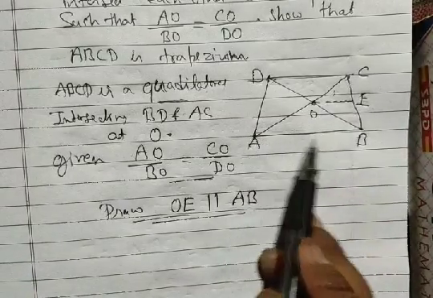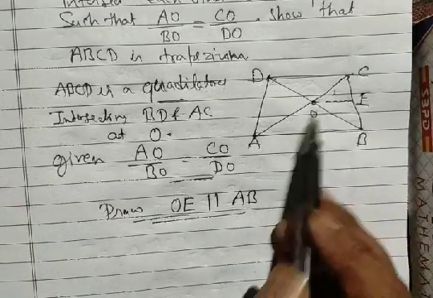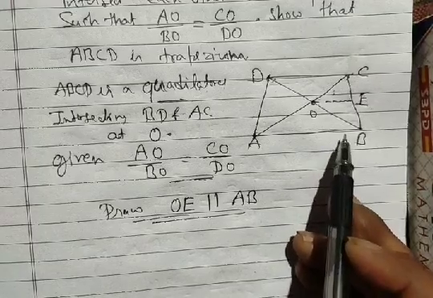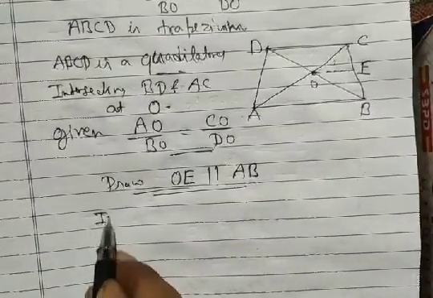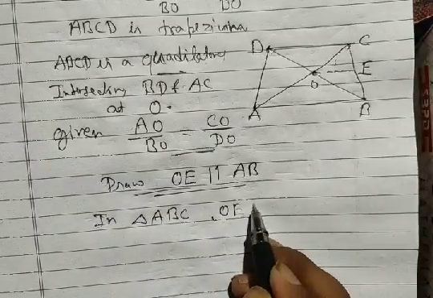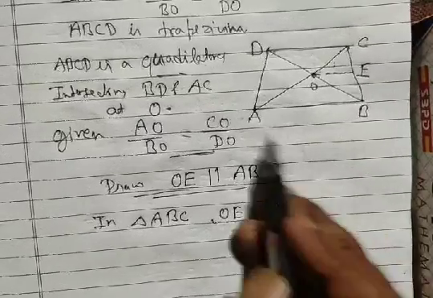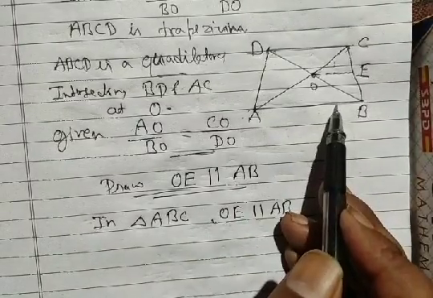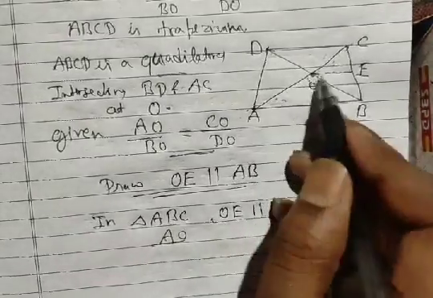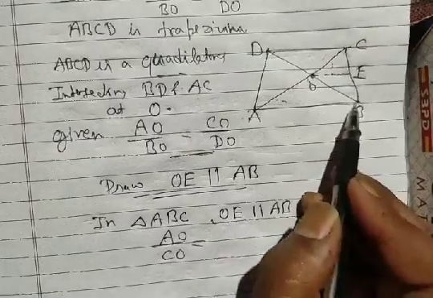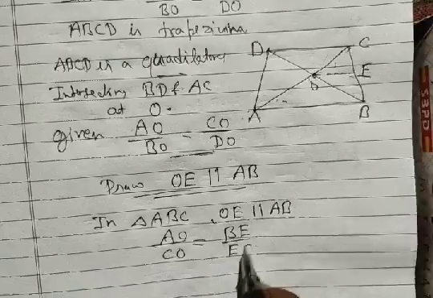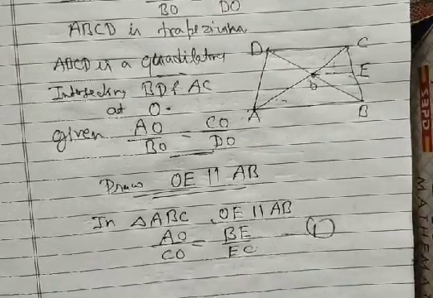Since we take triangle ABC, in triangle ABC we have drawn OE parallel to AB by construction, so we can use the basic proportional theorem. In triangle ABC, OE is parallel to AB, so by the basic proportional theorem we have AO is to CO equal to BE is to EC. Take this as equation 1.